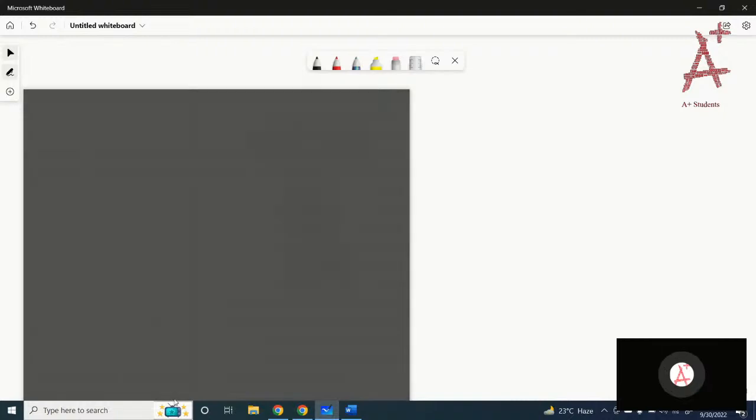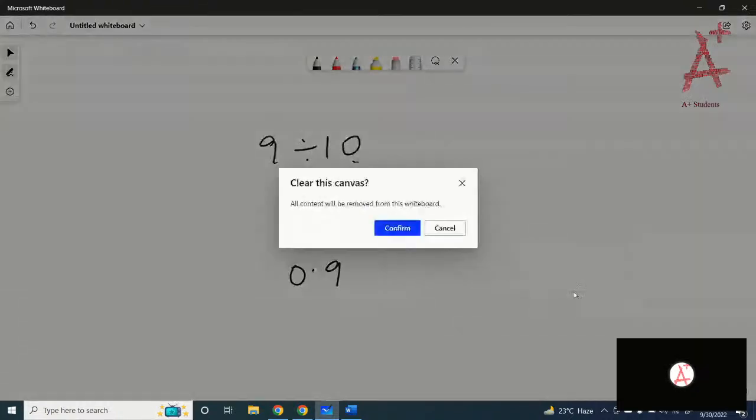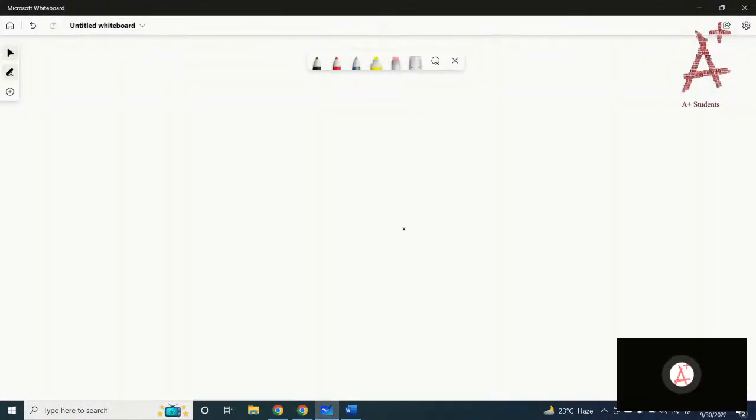Okay, the next one is 954. Make sure you have your notebook and pencil so that you can note down the examples. They are very helpful when you are doing test questions.